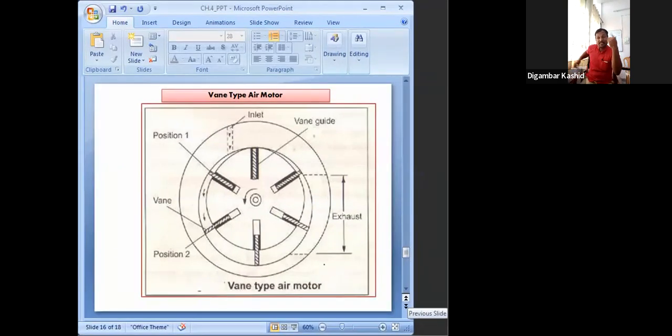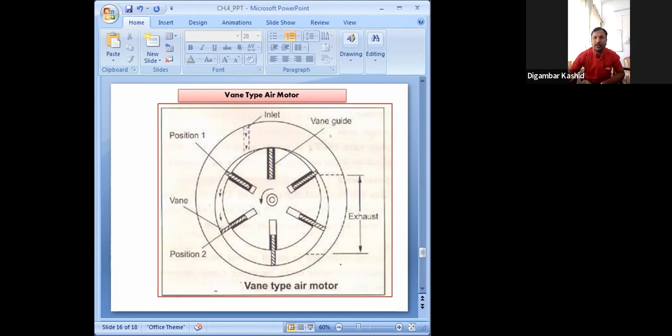Whatever we have discussed for the vane pump and vane hydraulic motor, the same construction and operation is there, the only difference is that here the fluid will be compressed air. Understood or not? Please tell me. Please reply.